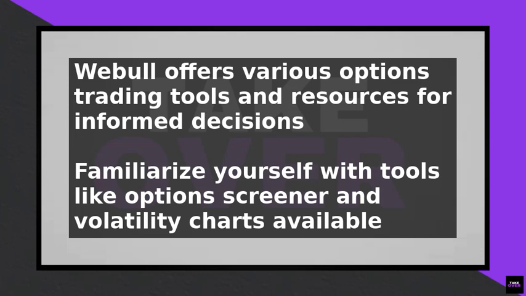Next, choose the strike price, expiration date, and number of contracts you want to trade. The strike price is the price at which you can buy or sell the underlying asset, and the expiration date is the last day you can exercise the option. After selecting your trade parameters, review the quote and confirm your order.